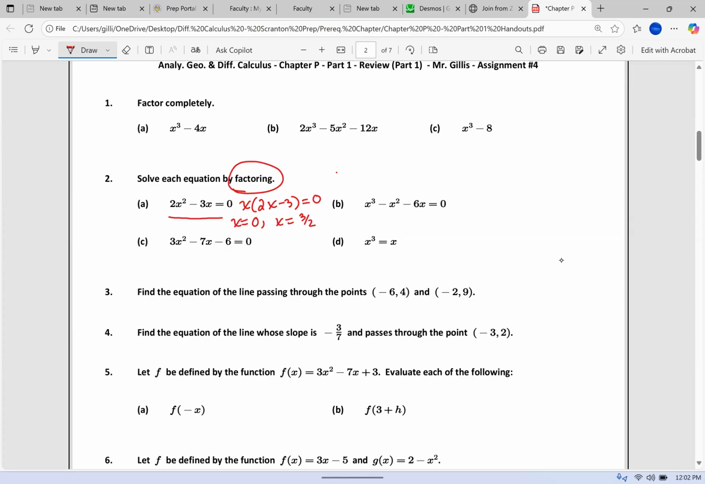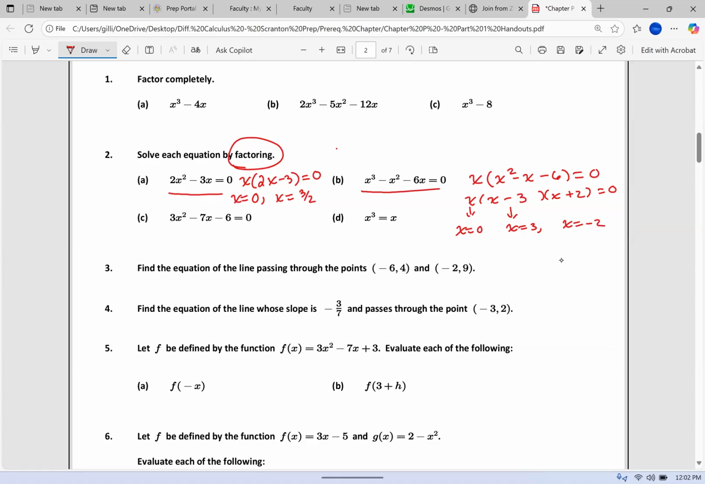In part B, the equation is already set to 0. I can take out a GCF of x, and what's left is x squared minus x minus 6 equals 0. I'm going to continue factoring that by reverse FOIL or the pull down method, and it works out to be x minus 3 times x plus 2. I'm going to set each of these equal to 0 and get 0, 3, or negative 2.